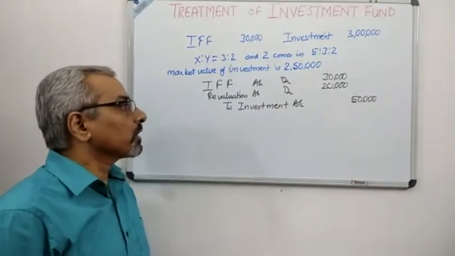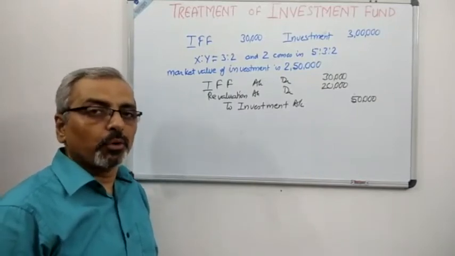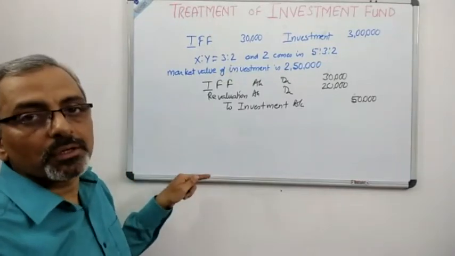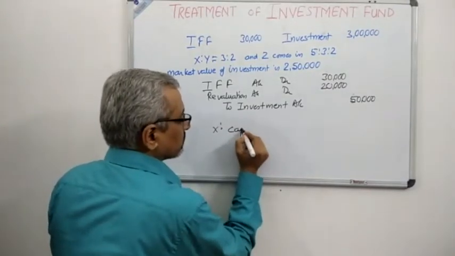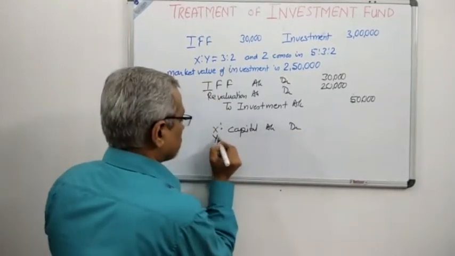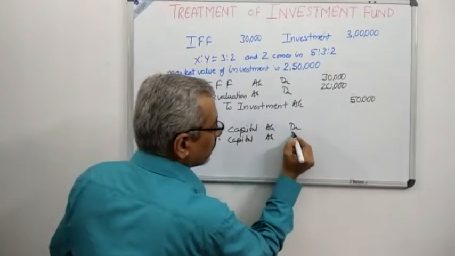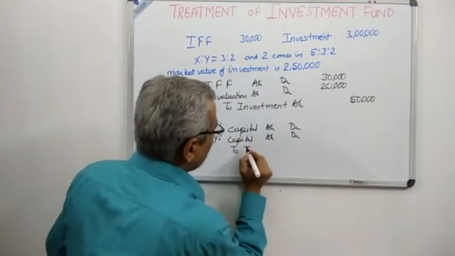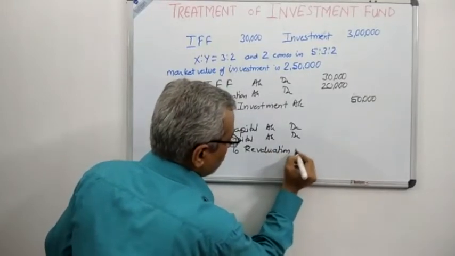Now this revaluation account 20,000 is basically showing us a loss, and it should be distributed among old partners in the old ratio, which is 3:2. So therefore we have to pass another journal entry in this case, and that journal entry will be partners' capital accounts debit to revaluation account.